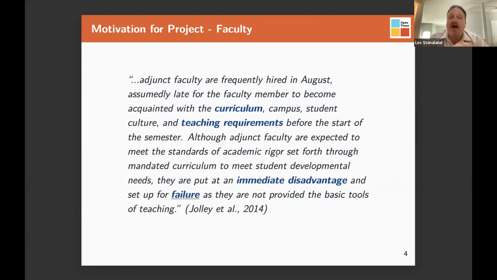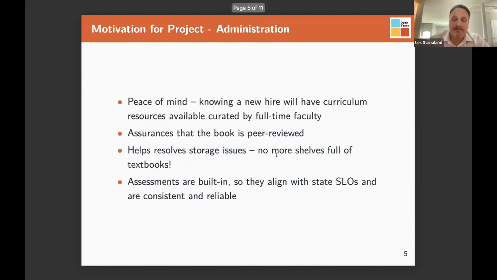However, it's not only faculty. My colleague Mike, who was a former dean and is now back as a faculty member, very well respected. I love Mike with all my heart. He's going to show us how this project can even help administration.